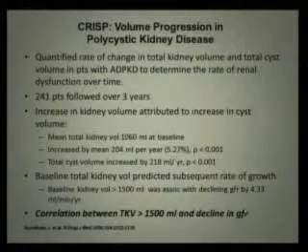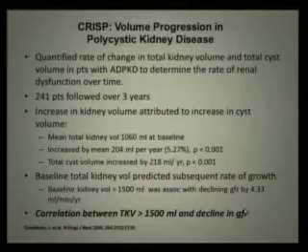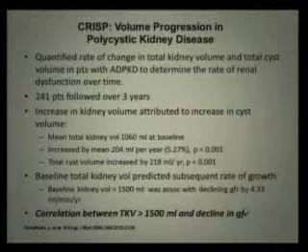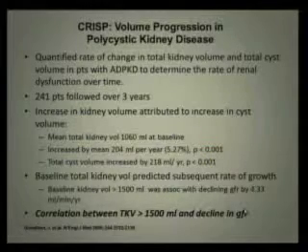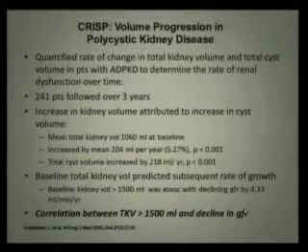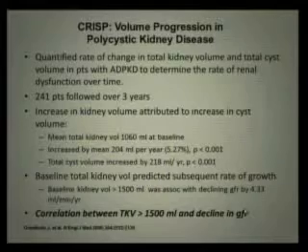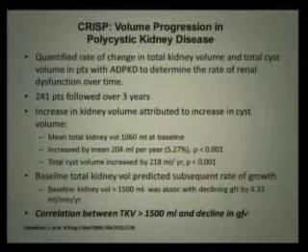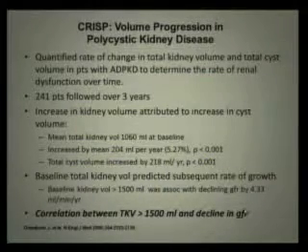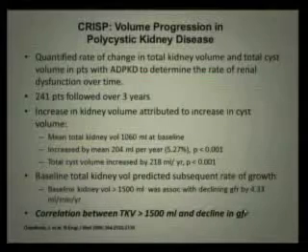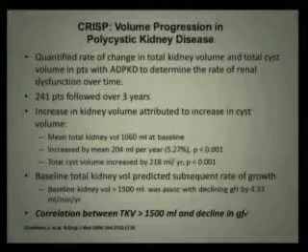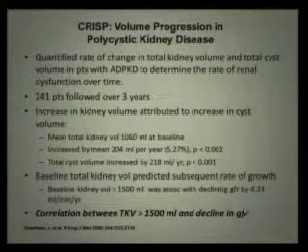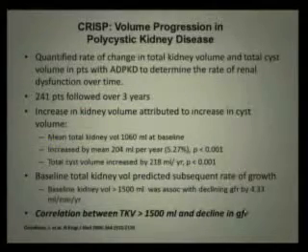They also made a correlation to GFR in this study, and what they found was that if people had a baseline total kidney volume of more than 1,500 milliliters, that was associated with a declining GFR by 4.33 milliliters per minute per year. So the bigger the kidney, the greater the decrease in the GFR. Okay, so they made that correlation.